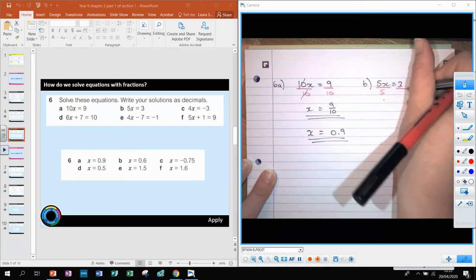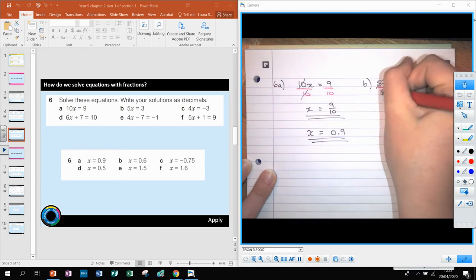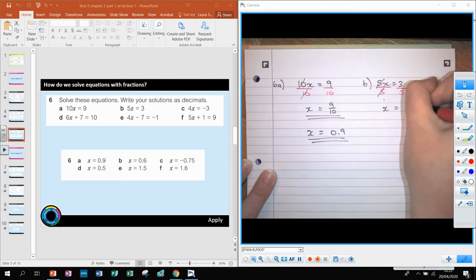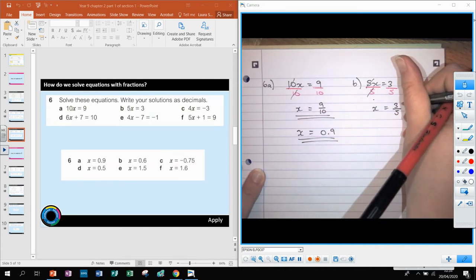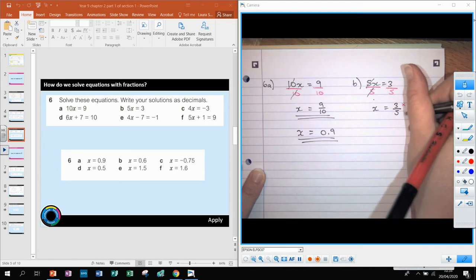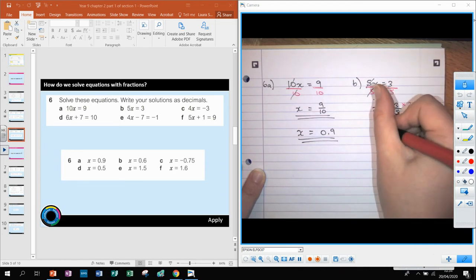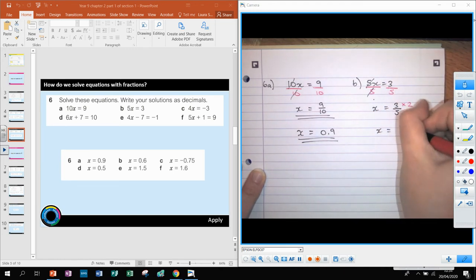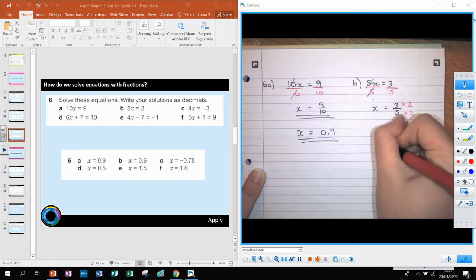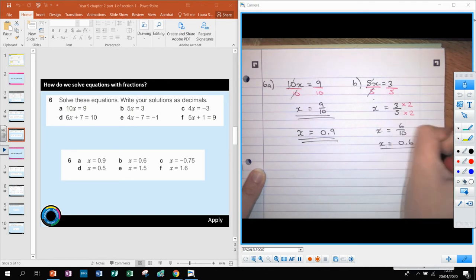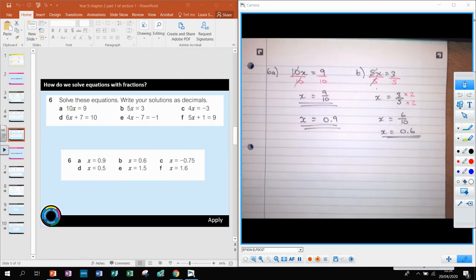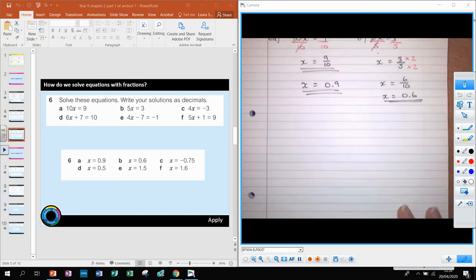Okay, here we have 5x is equal to 3. We're going to divide both sides by 5. Those cancel out, and we get x equals 3/5. Okay, if that's a bit tricky to make a decimal, then we can always make it over 10, which is a lot easier, by multiplying by 2. So we know that x is equal to 6/10, which is equal to 0.6. Okay, so that's A and B done.